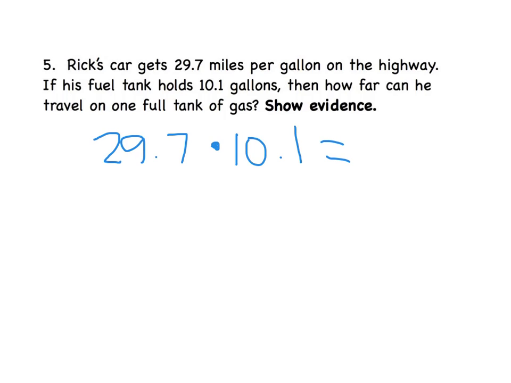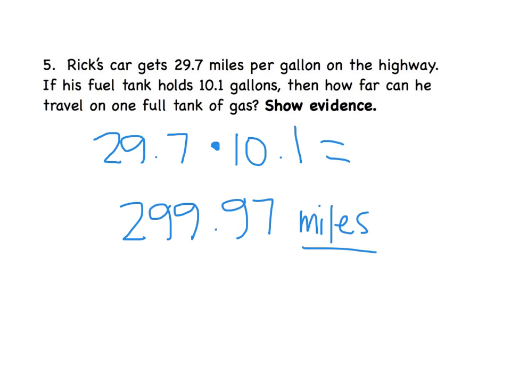So I'm going to type that into my calculator. And I get 299.97 miles. Now, how did I know that miles was my unit? Well, it asks how far can he travel, and the units that we were given for distance were miles.